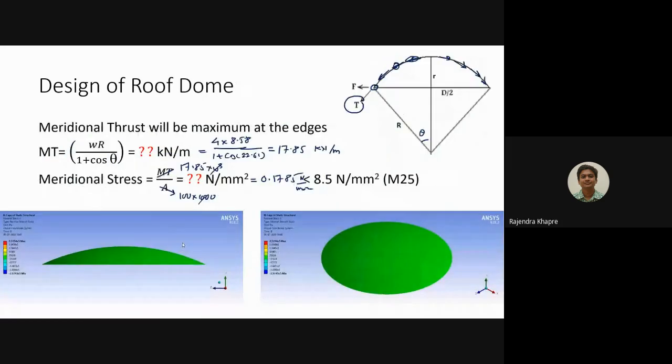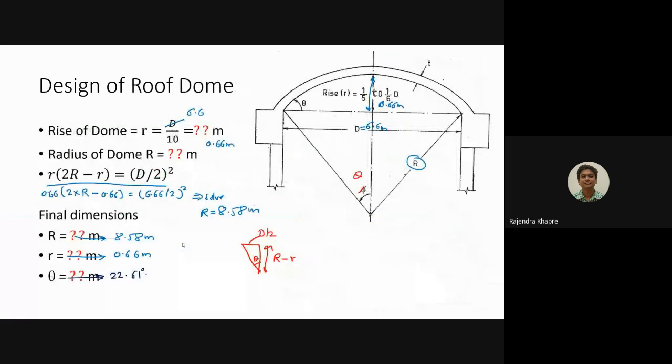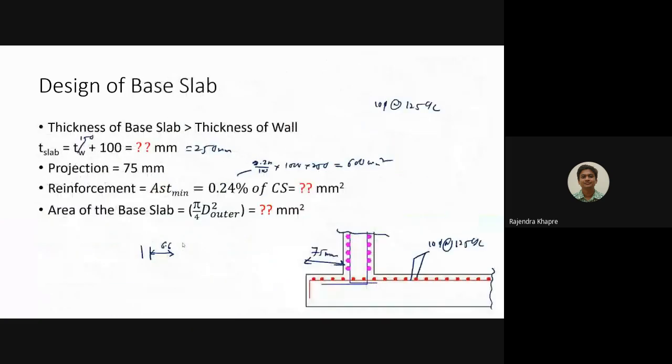It was 6.6, right? Clear diameter? Yes, 6.6. Okay, so this was 6.6, and the thickness of the wall was 150, I suppose. After that we gave a projection of 75. So here there will be a structure which is something like this, right?